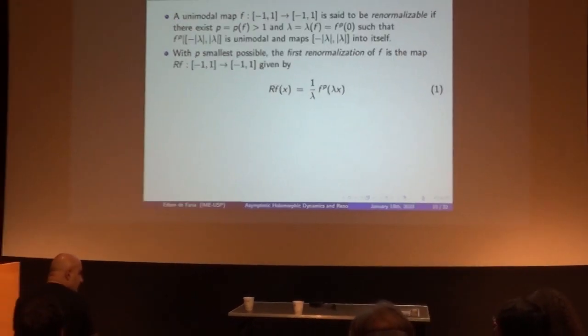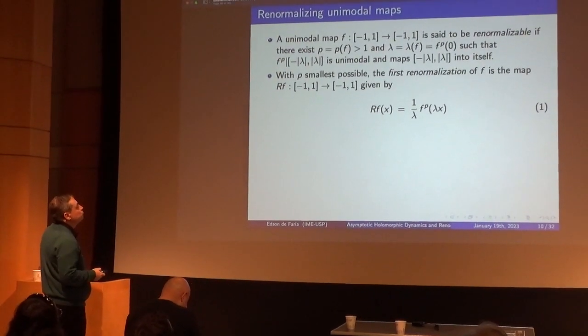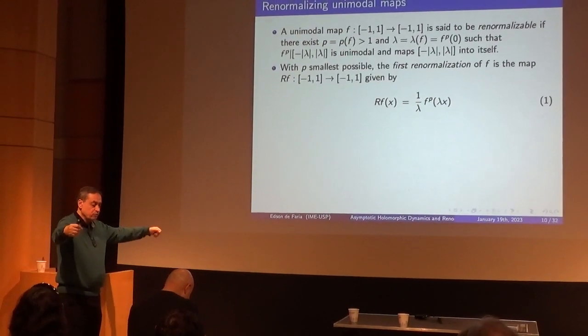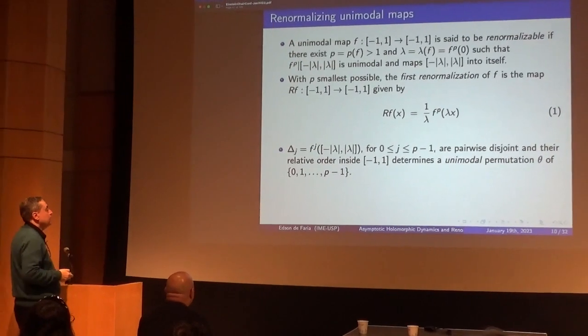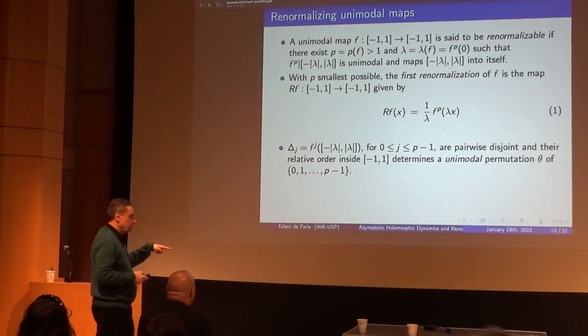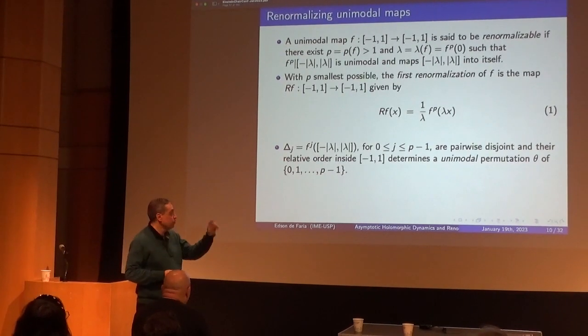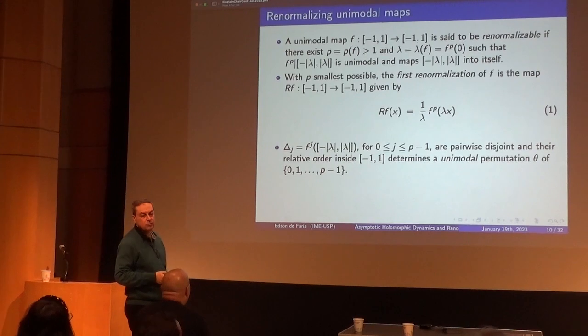So the renormalization of a renormalizable map is you do the return map, and then you rescale to the original size. So you get this formula. And I also require these intervals in between. There's this chain of intervals. You start iterating, and these intervals have to be pairwise disjoint.